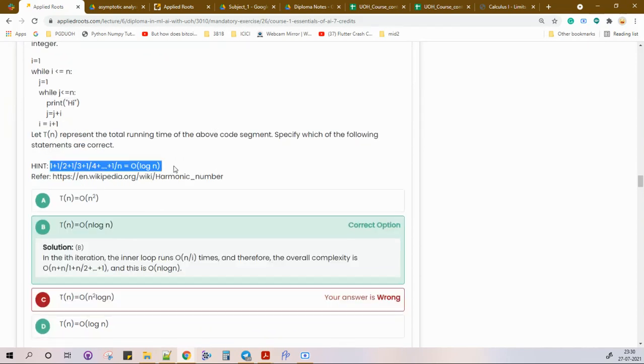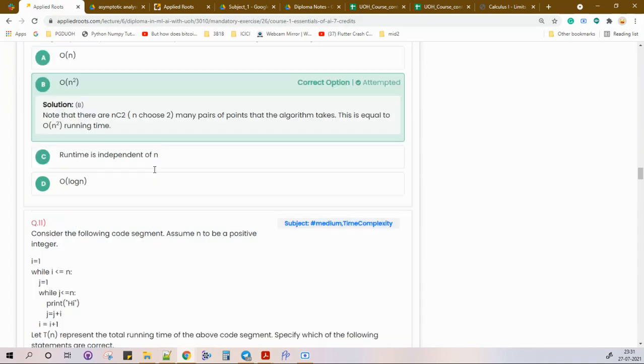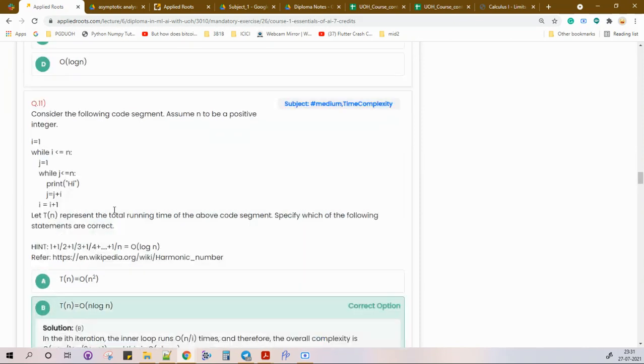And here we have one hint that 1 plus 1 by 2 plus 1 by 3 plus 1 by 4 up to 1 by n is order of log n. Right? Basically, it is log n, nothing else. So let's see how we can use that.